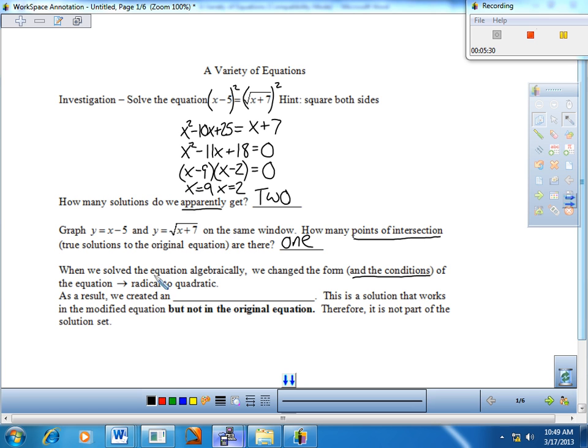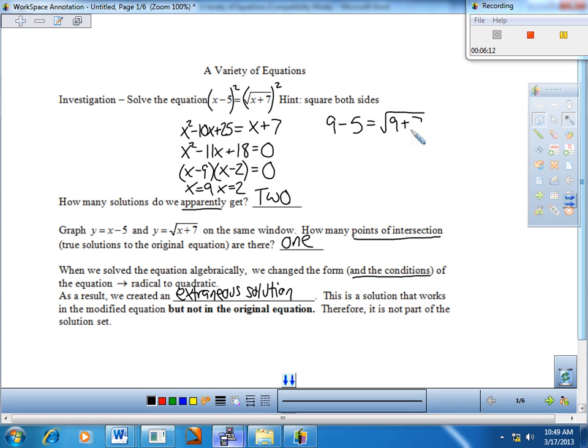And so as a result, to make a long story short, we created what is called an extraneous solution. An extraneous solution, as it says, is a solution that works in the modified equation, the quadratic, but not in the original. And as a result, guys, it's not part of our solution set. So you know when teachers tell you to check answers to make sure you got it right? Here you actually have to. Watch what happens. Let's go back to the original.